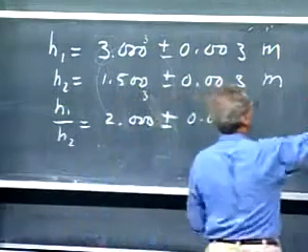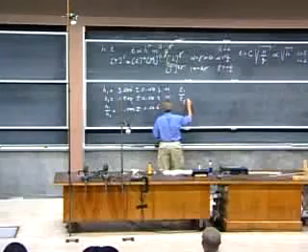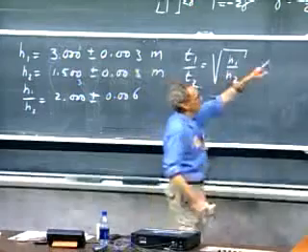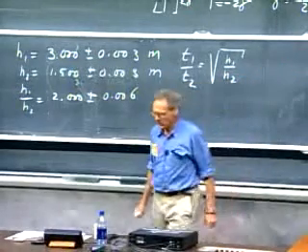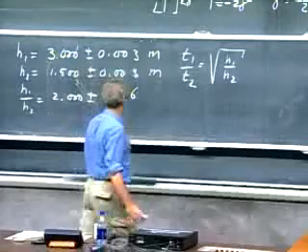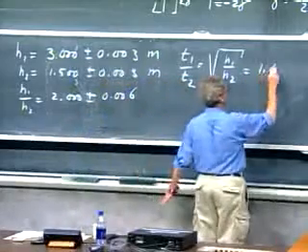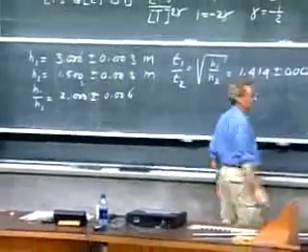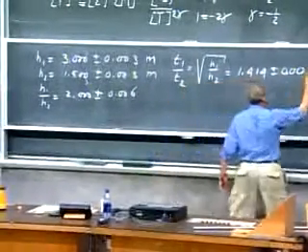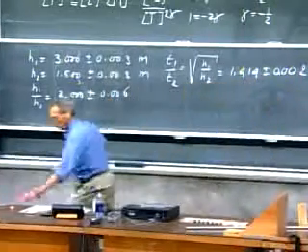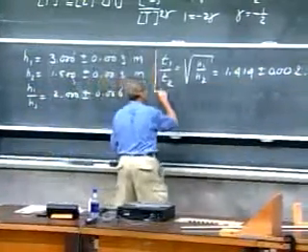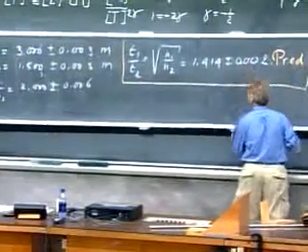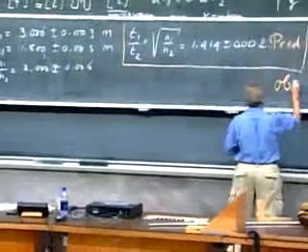And so the time t1 divided by t2 would be the square root of h1 divided by h2. That is the dimensional analysis argument that we have there. And we find, if we take the square root of this number, we find 1.414 plus or minus 0.002. That is correct. So here is a firm prediction. This is a prediction. And now we're going to make an observation.